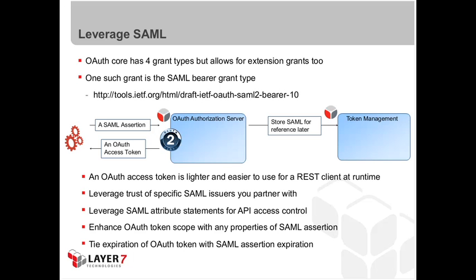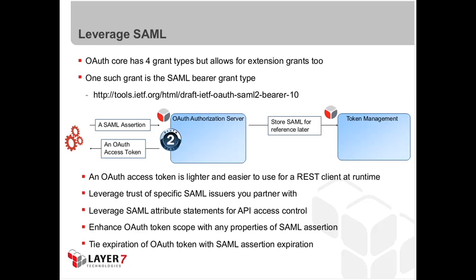For the client application, having an OAuth access token is much lighter weight, and it's much easier to use for REST interaction at runtime. An average SAML assertion could be easily 4 kilobytes. XML is very verbose. SAML assertions have XML digital signatures in them, so that's much too heavy to integrate as part of a REST client.